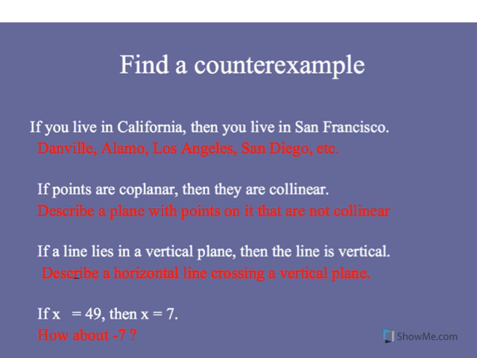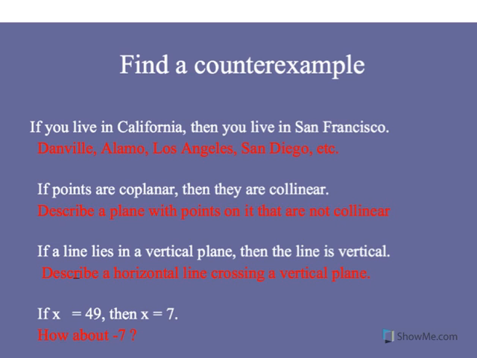If you live in California, then you live in San Francisco. Well, that's not necessarily true. And so counterexamples to that would be you live in Danville or Alamo or Los Angeles or San Diego, any place that is in California but not in San Francisco. Another example, if points are coplanar, then they are collinear. Well, you could easily throw 3 golf balls on the ground and make them so that they are not collinear and show that they're all on the plane of the floor, but they are not collinear.